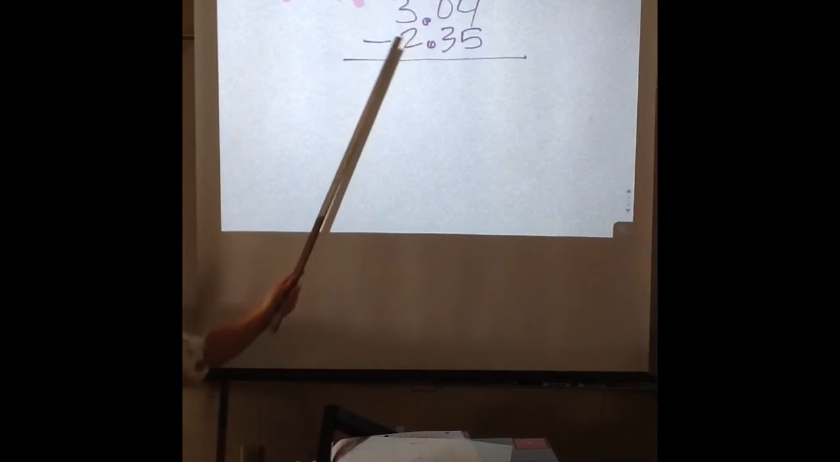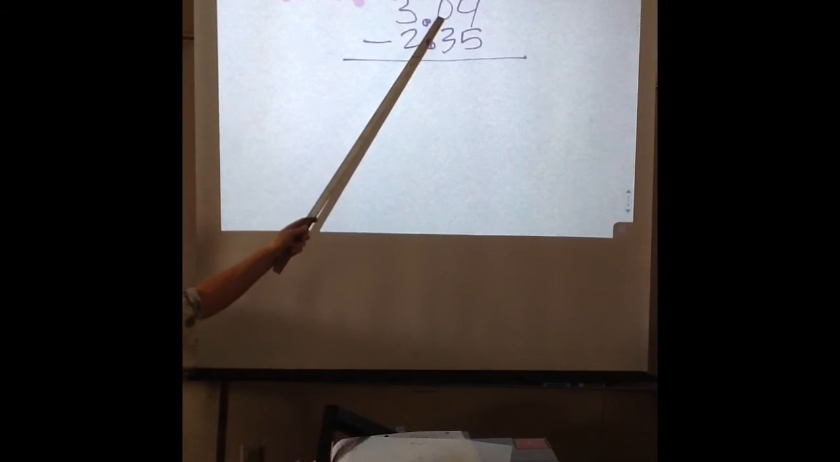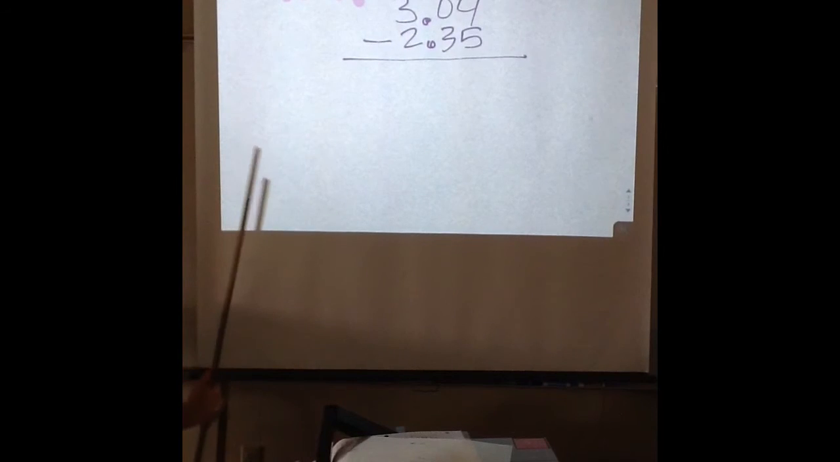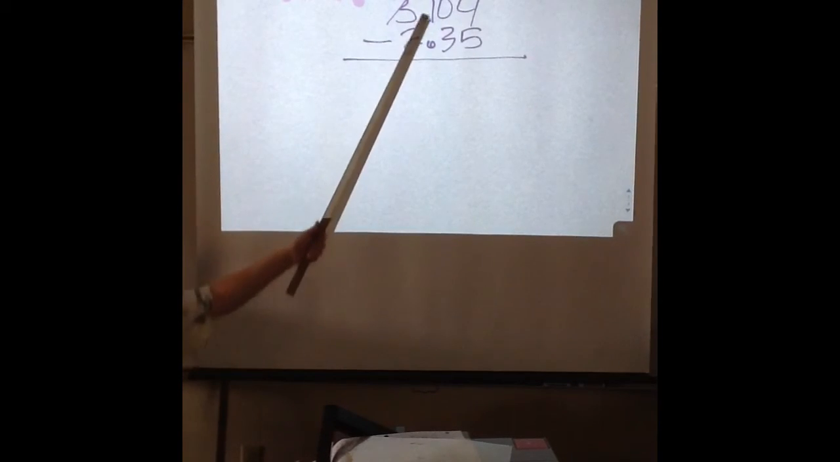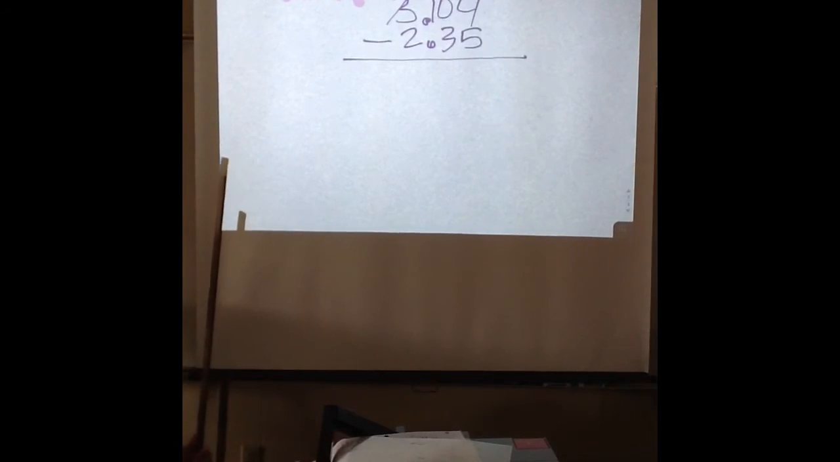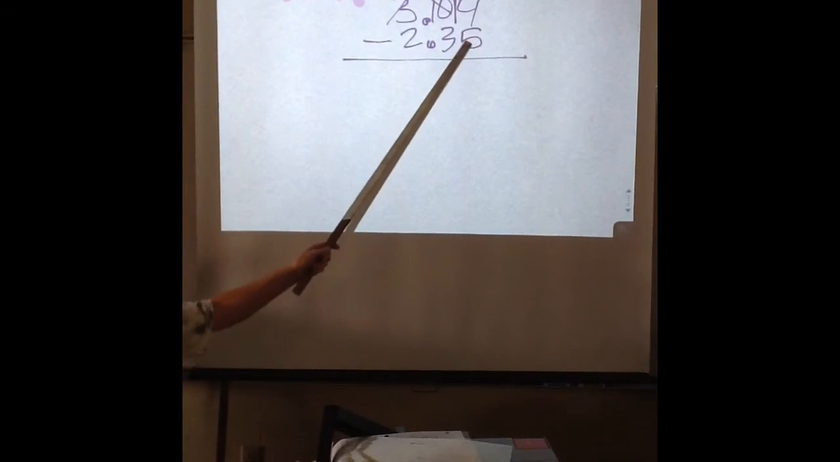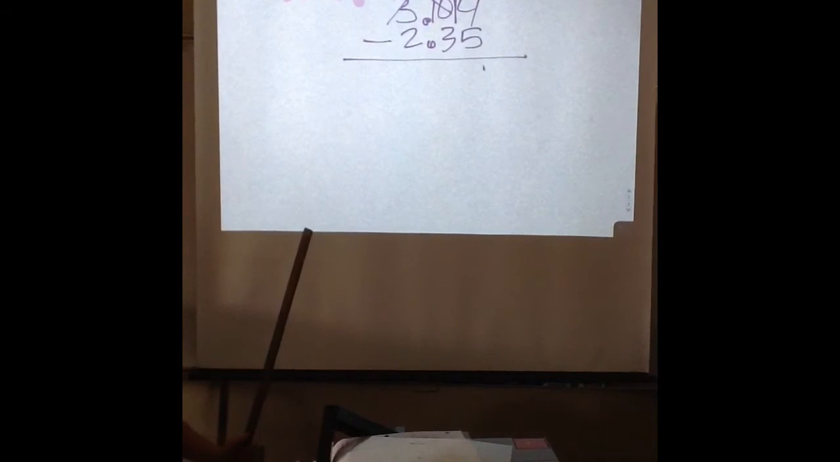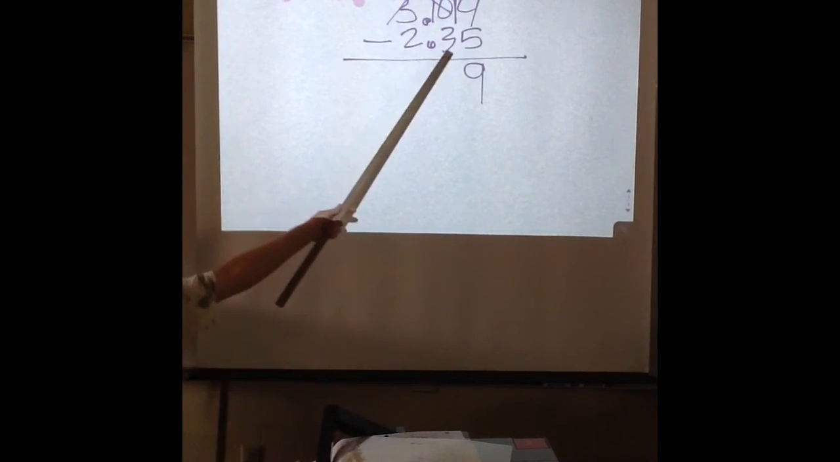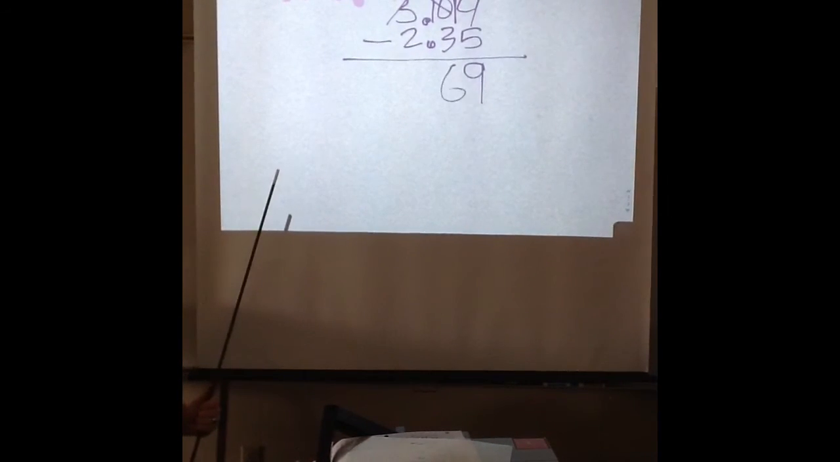Borrow. I have to borrow. But I can't borrow from the 0, can I? Because there's nothing there. So I have to borrow from the 3. And it becomes a 2. Then this becomes a 10, right? Yep. Now I turn it into a 9. And then I turn this one into a 14, right? 14 minus 5? 9. 9 minus 3? 6. What do we need to bring down? The decimal. Yes! Bring down the decimal.